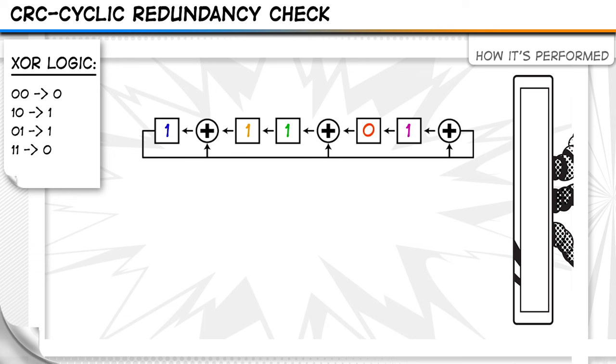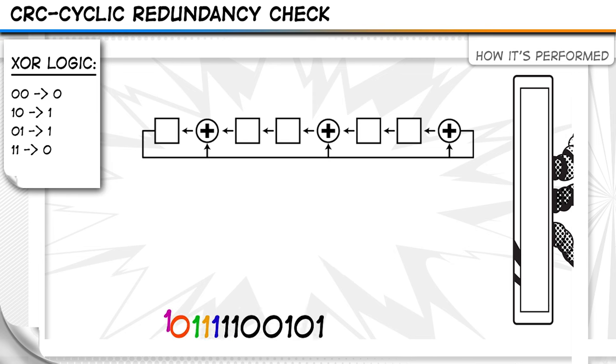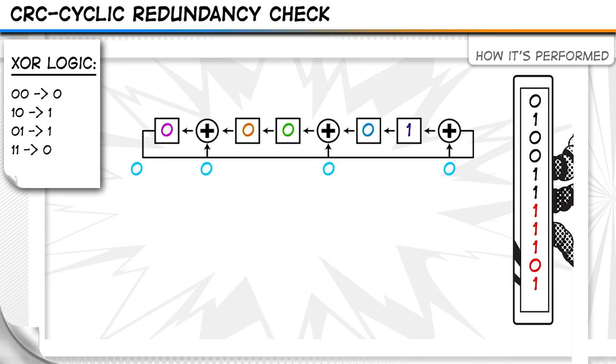The last 5 numbers are 11101. We add this to our original message, 101001, to make a complete message of 10100111101. The receiving computer runs the complete message through its feedback register. If the check produces all zeros, the data is accurate.